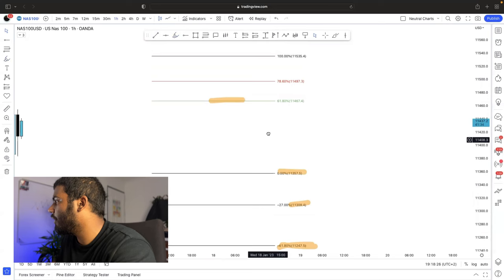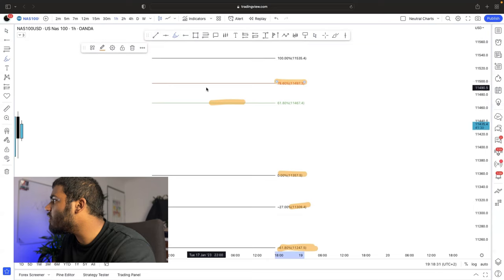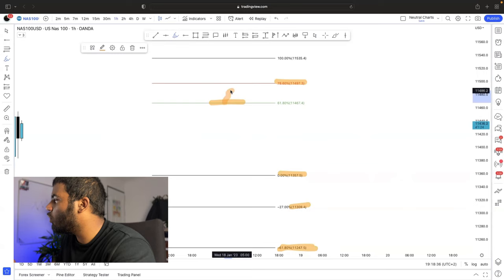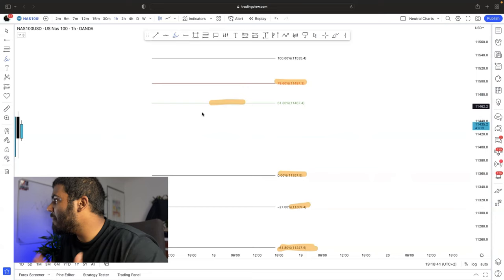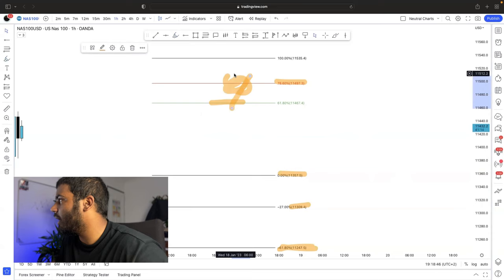Now this minus 78%, this will be in red. The reason why is it will help you to understand that if the market wants to break above us, it possibly can change trends, okay? So remember this, that if the market breaks above this, it might change trends. So with that being said, let's go over the market now, okay?